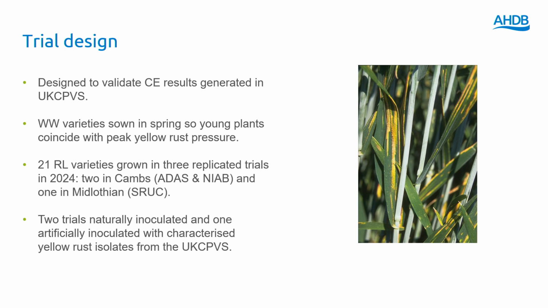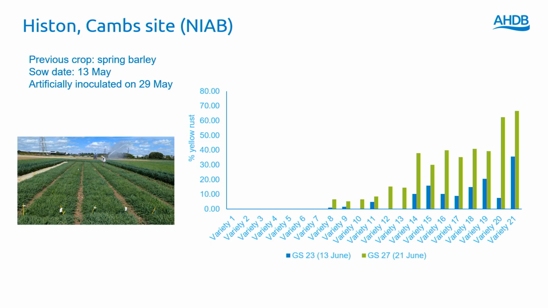So I'm just going to take you through the data from those trials, and I've anonymised the varieties throughout these results, but at the end you'll see the reclassifications. So here's the first trial. This was Histon in Cambridgeshire. It followed spring barley. It was sown on the 13th of May, and it was artificially inoculated on the 29th of May. We've got 2 assessment dates, one on the 13th of June and one on the 21st of June, and we can see a good range in disease incidence. So some of the varieties had no disease, and other varieties had up to 70% disease, and a good spread of disease between them, a good differentiation of the disease at this trial.